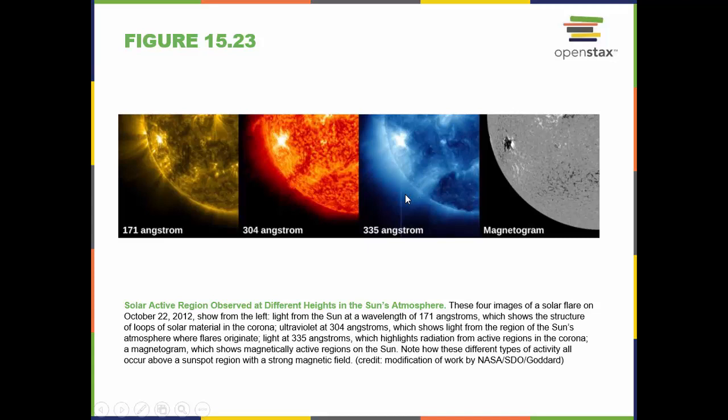Next, we see an image at 335 angstroms, and this highlights the actual radiation from these active regions in the corona. And finally, we see the magnetogram, which shows the magnetically active regions of the sun. Note that these different types of activity all occur above a sunspot region with a strong magnetic field. So what you can see is at 171 angstroms and 304 angstroms and 335 angstroms. And here we see that this is the sunspot with this strong magnetic signature.